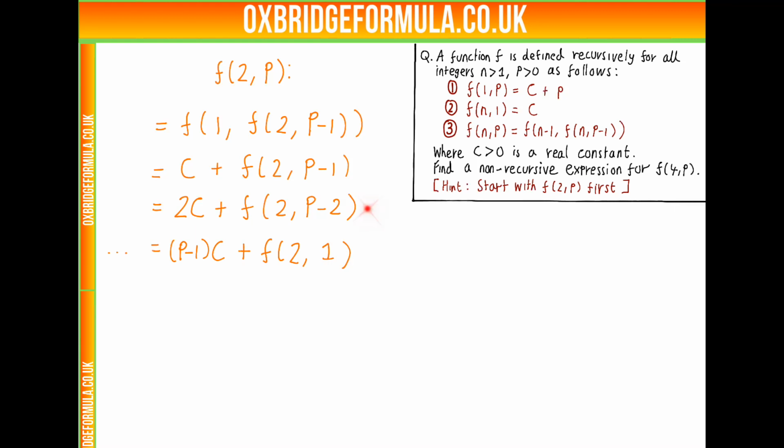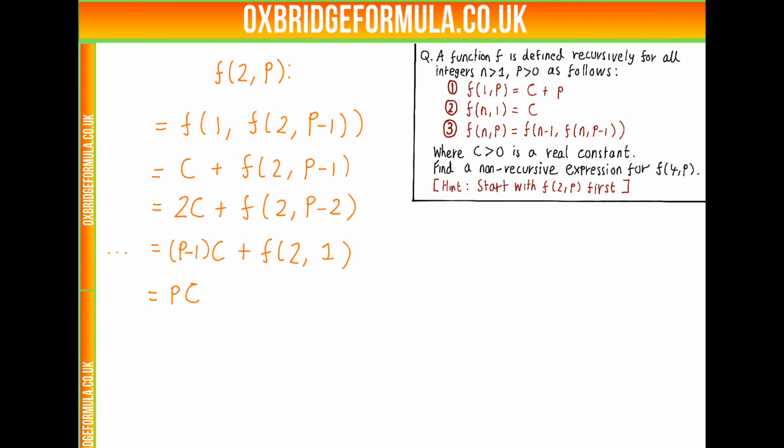We could prove this rigorously if we want, but we're not asked to do this in this question, so we can just write this down. So where do we go from here? Well, f(2, 1) is crying out for rule 2, so let's use rule 2, so we know it's just c. So p minus 1 times c plus c, and we obtain pc. So we know f(2, p) is pc.